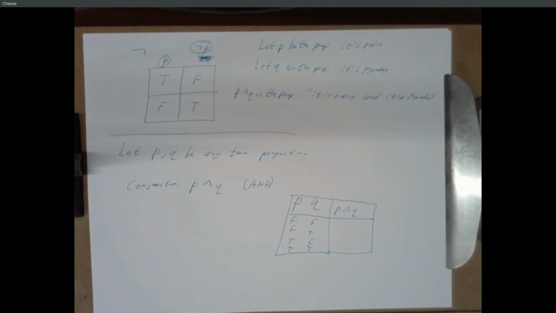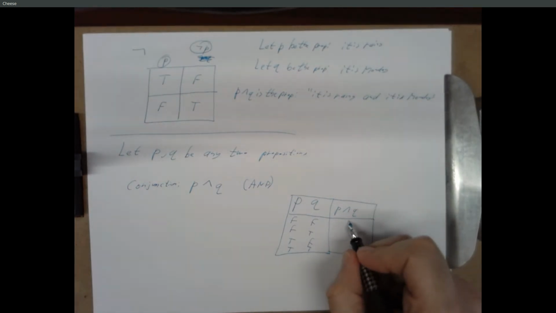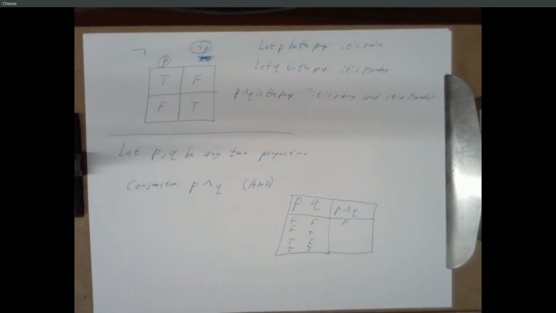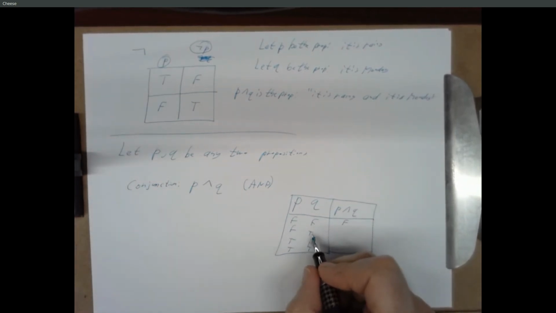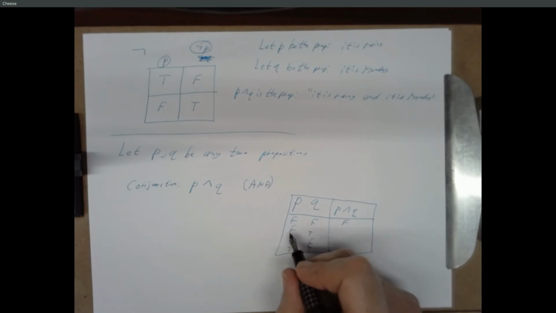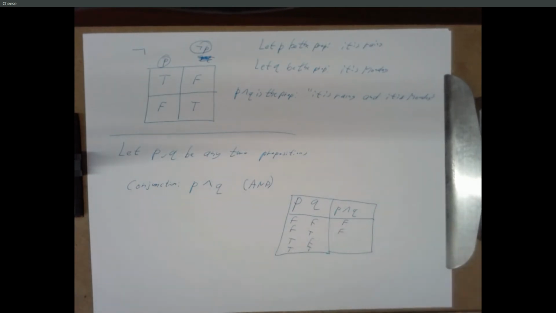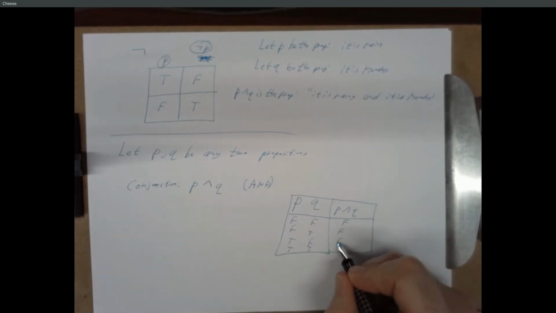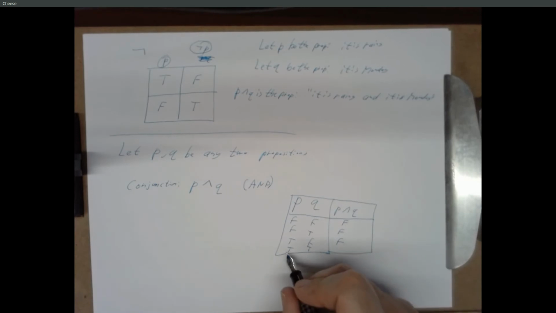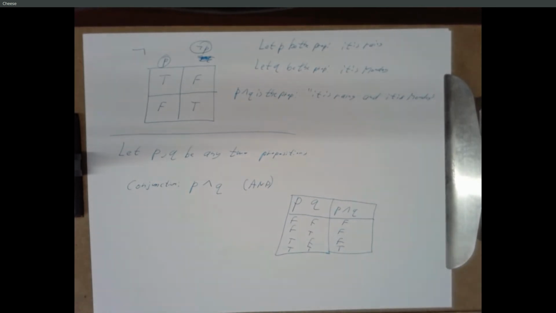And we can probably guess how to fill this in. If P and Q are both false, then the AND of P and Q is certainly false. And if P is false, even though Q is true, P and Q together will be false, because the AND is saying P is true and Q is true. So if they're true and false, that'll be false. The only time P and Q is true is if P is true and Q is true. That's what AND means.